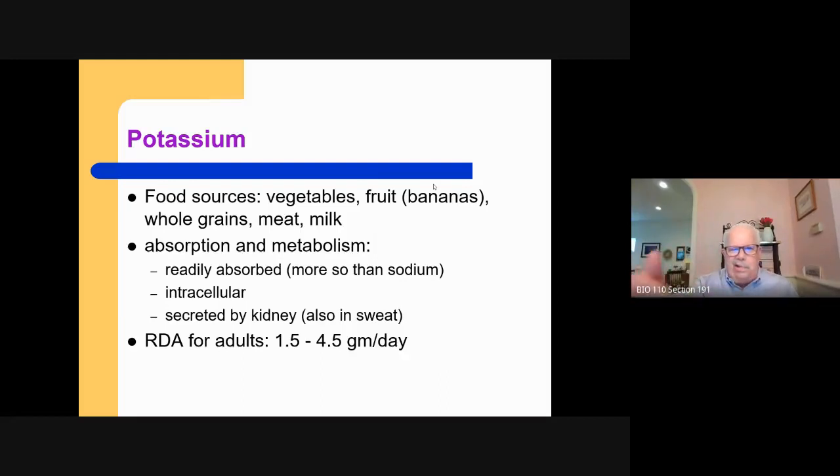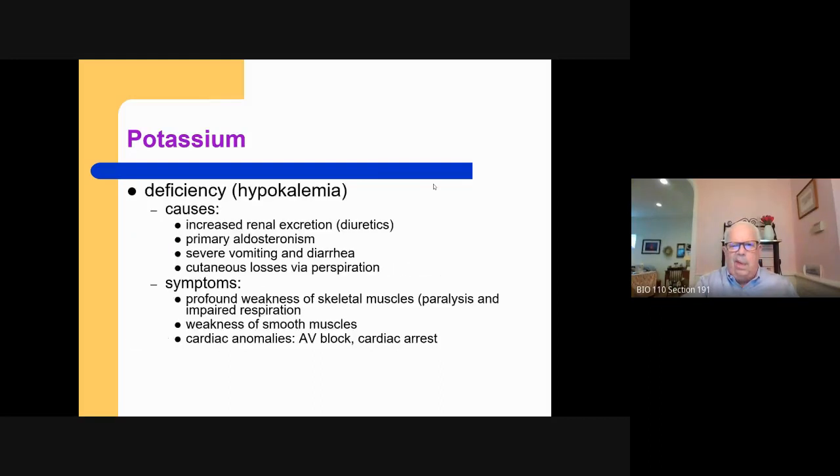And just like sodium, potassium is excreted by the urine. Don't worry about RDAs, that's not important. A deficiency, otherwise known as hypokalemia, basically causes severe vomiting and diarrhea, okay? And the symptom of hypokalemia is muscle weakness. And the heart is a muscle, so it will also be weak. So muscle weakness is a sign of hypokalemia.